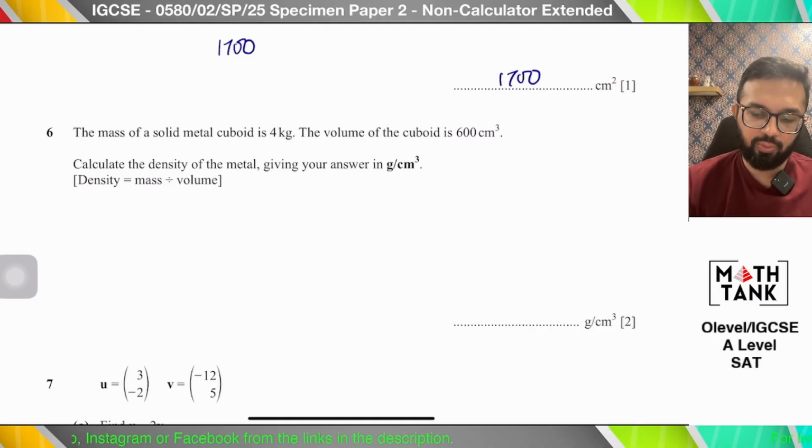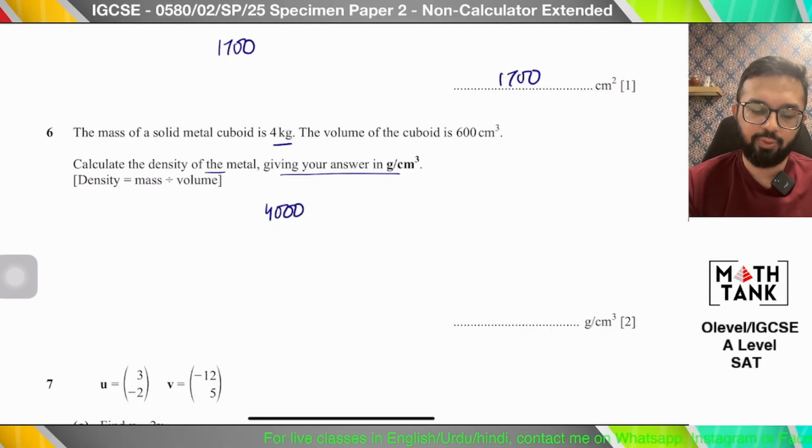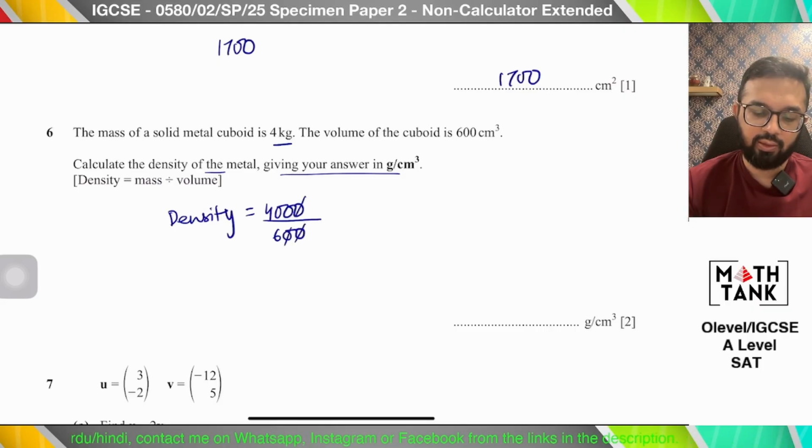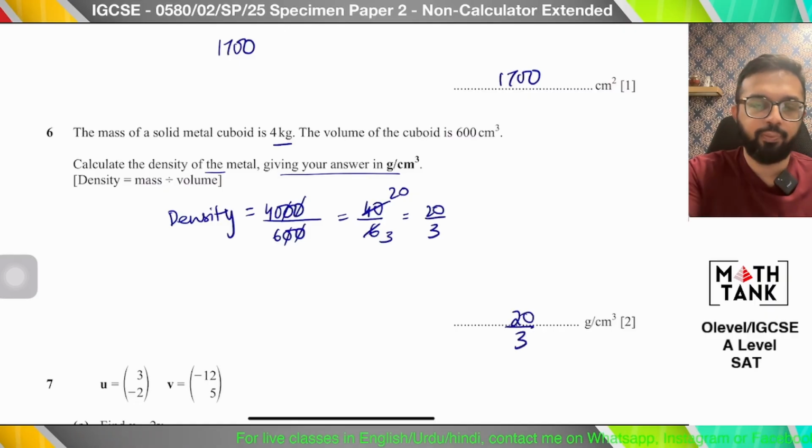Okay, the mass of a solid metal cuboid is 4 kgs. And the volume of the cuboid is 600 centimeter cube. Calculate the density of the metal, giving your answer in grams per centimeter cube. So 4 kgs is 4000 grams. The density is equal to mass over volume. Cancel out. Let's see how many cancel out. So I'm getting 40 over 6. And can I reduce that? That's 20 over 3. It's your choice if you want to give me a mixed number or an improper fraction. Both are acceptable.